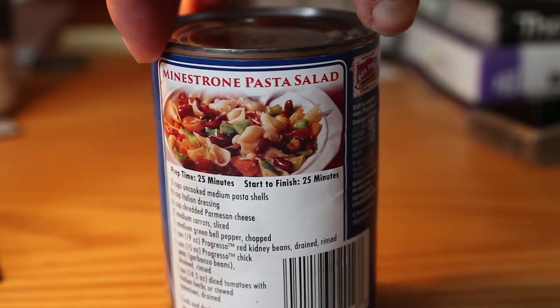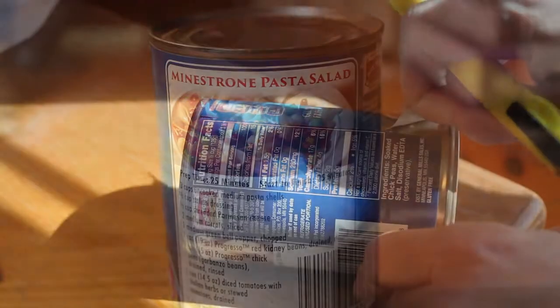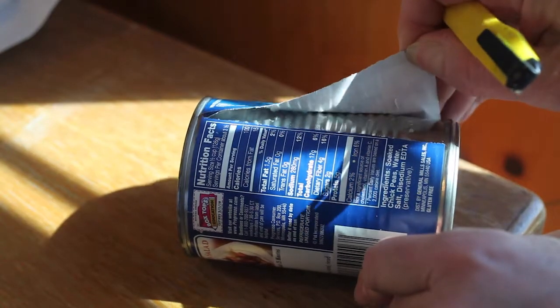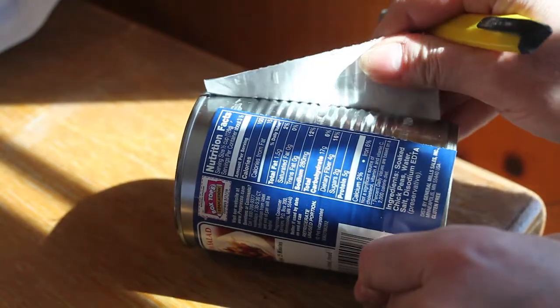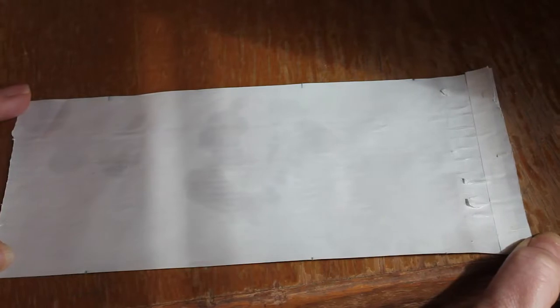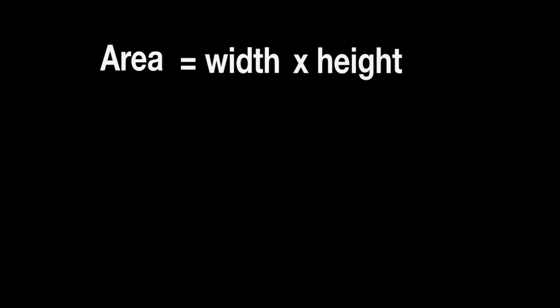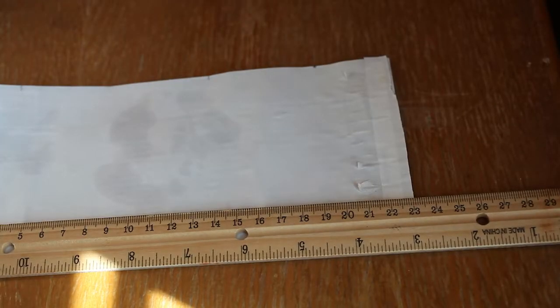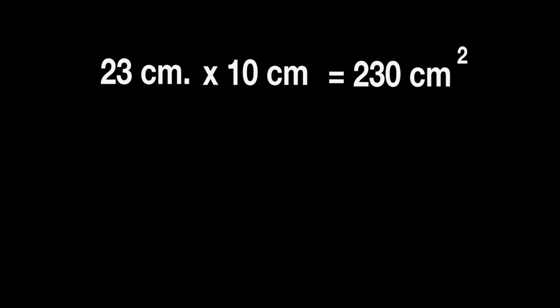Let's find the surface area of this can. If we carefully pull off the label from the outside of the can, you can see it forms a rectangle. You already know how to compute the area of a rectangle by multiplying its width times its height. When we multiply the length of 23 centimeters times the width of 10 centimeters, we get an area of 230 square centimeters.